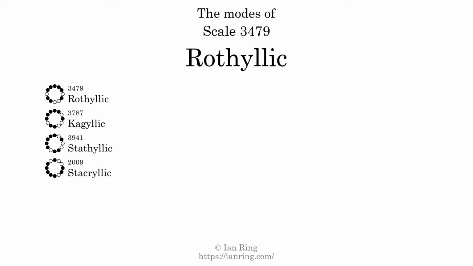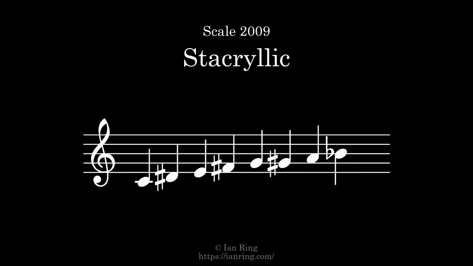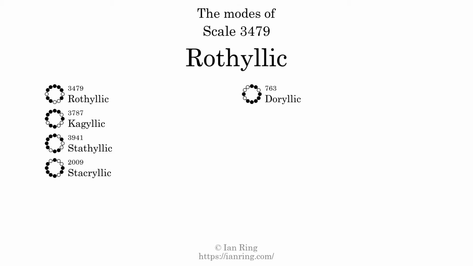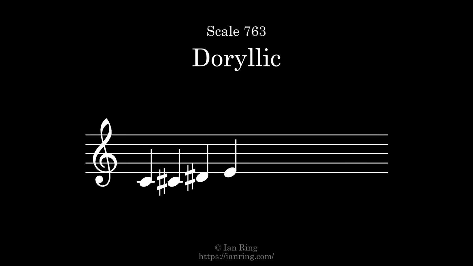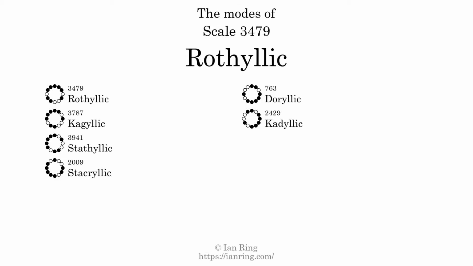The fourth mode is scale 2009, also known as Rothyllic. It sounds like this. The fifth mode is scale 763, also known as Rothyllic. It sounds like this. The sixth mode is scale 2429, also known as Rothyllic. It sounds like this.